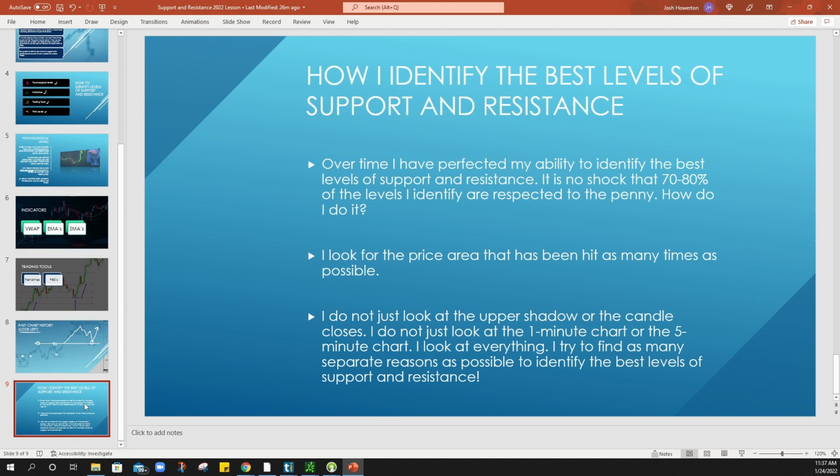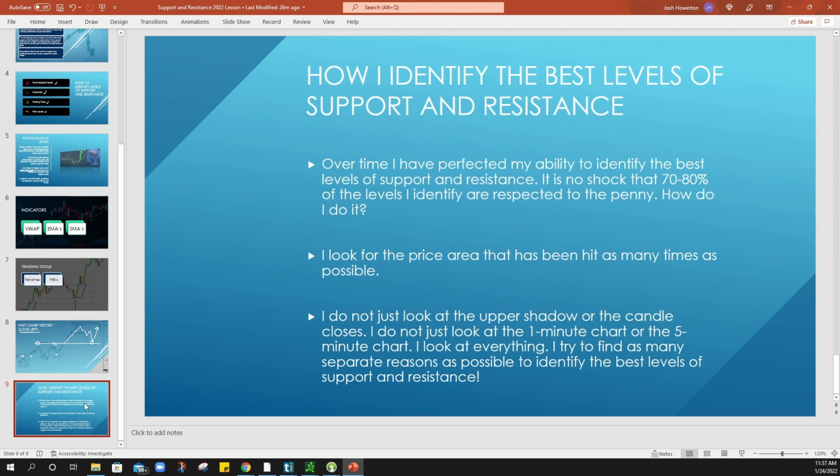And by doing that over the years, I've seen great success, right? Like I used to be shocked. I'm not shocked anymore when the stock comes down to a certain price to the penny and bounces. It doesn't surprise me because again, I feel like I've kind of perfected my ability to identify these levels. And this is how I've perfected my ability to do so.